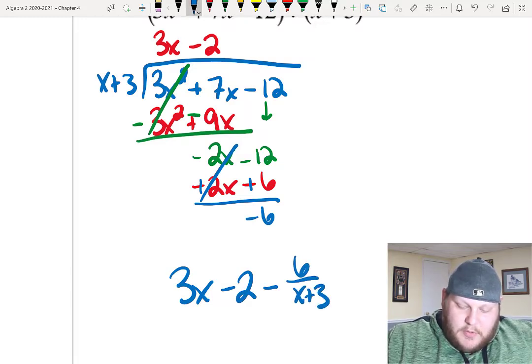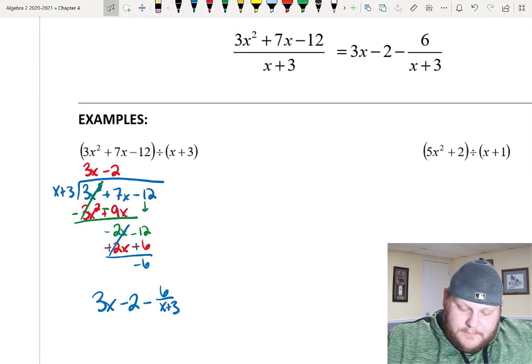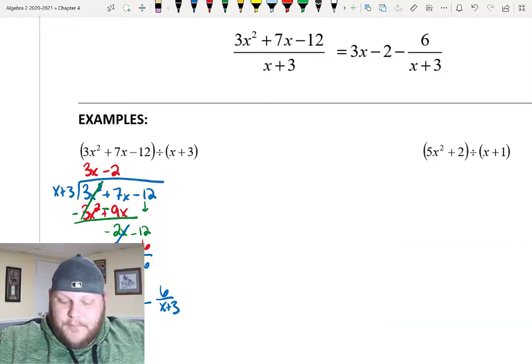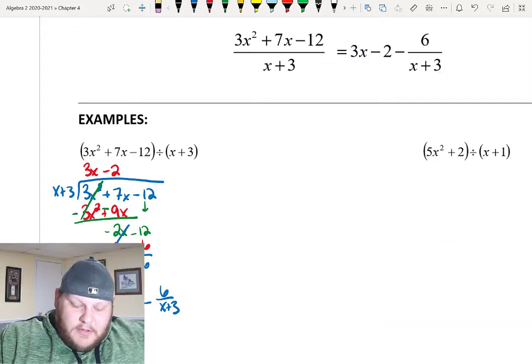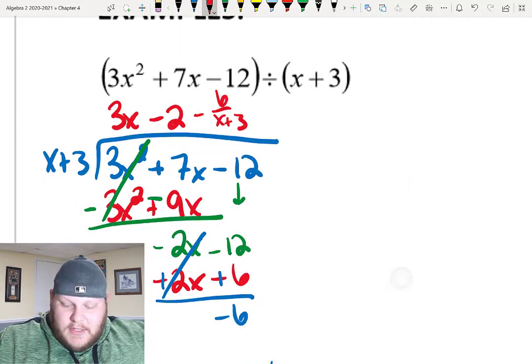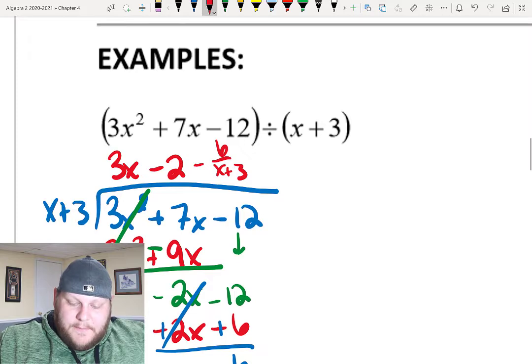which is exactly what we had before. 3x minus 2 minus 6 over x plus 3. So what you have to be careful of here, that's my final answer. And usually I would rewrite it up here. We could say minus 6 over x plus 3, however you want to do that. Indicate that that's your answer. Box it in, all that good stuff.